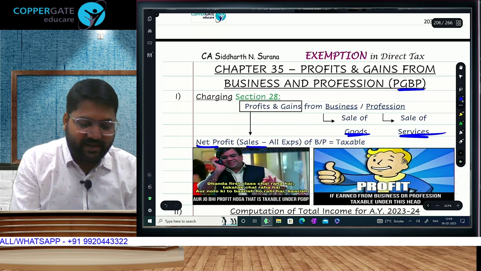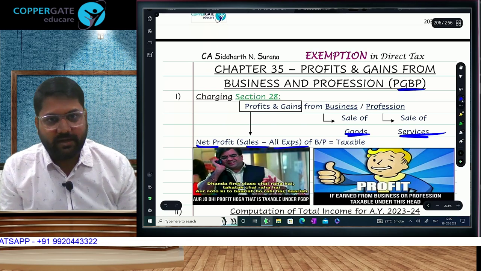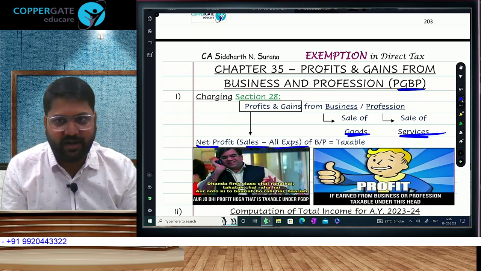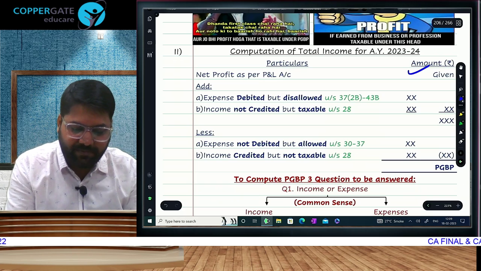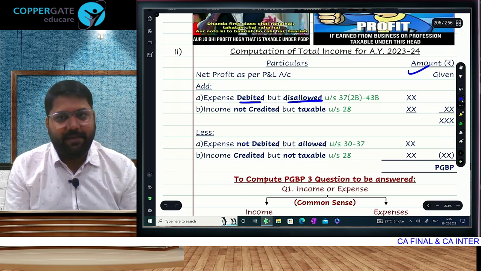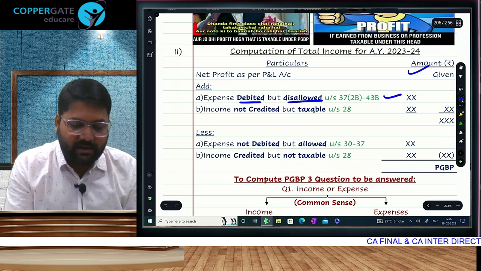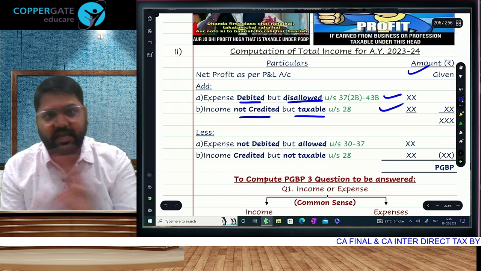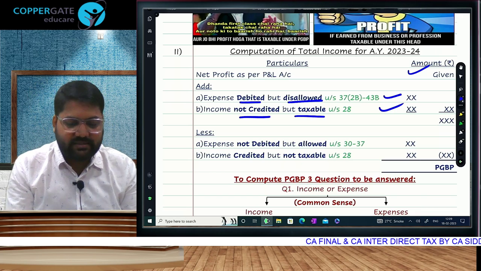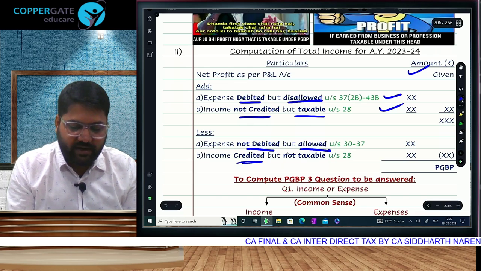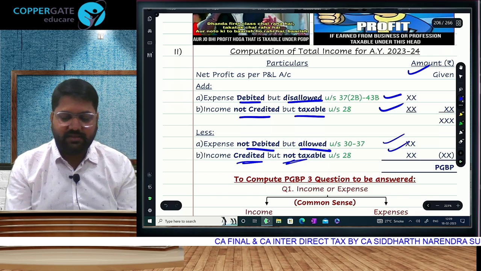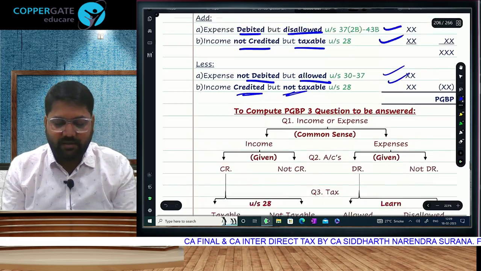The net profit, that is after all expenses, will be allowed. Income tax is about taxing net income, so net profit after all expenses will be taxable. How will we compute? Start with net profit as per P&L. Any expense wrongly debited but disallowed, add it back. Income which is taxable but you have not created, so we are correcting the mistakes of accounts. Likewise, if there is an expense which is allowed but not debited, or any income which you have credited but it is not taxable, subtract all this and you are going to get your taxable PGBP.